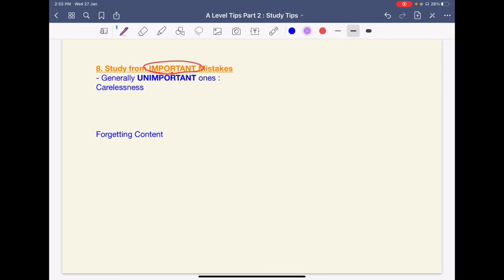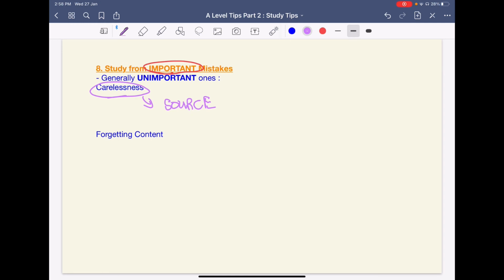One of these examples is carelessness, simply because carelessness is not something that you can really control. But if you can understand the source of your carelessness, as to why you were careless, then maybe it could be a mistake that's worth learning from, since you can rectify the root cause of the issue.